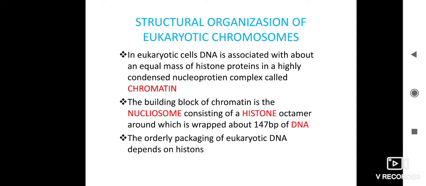Structural organization of eukaryotic chromosomes. In eukaryotic cells, DNA is associated with about an equal mass of histone proteins in a highly condensed nucleoprotein complex called chromatin. The building block of chromatin is the nucleosome, which consists of a histone octamer around which is wrapped about 147 base pairs of DNA. The orderly packing of eukaryotic DNA depends on histones.